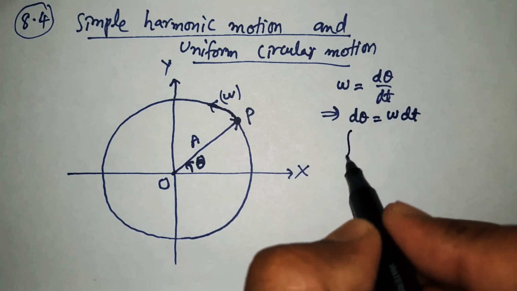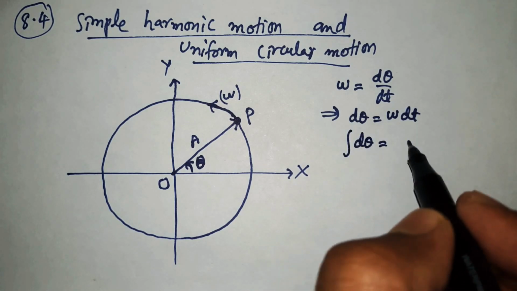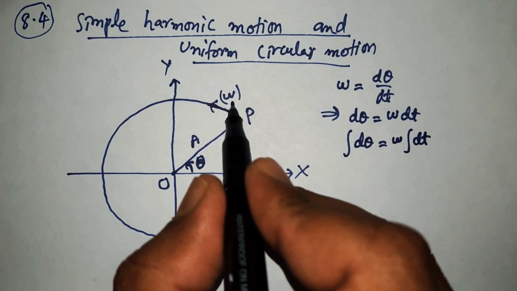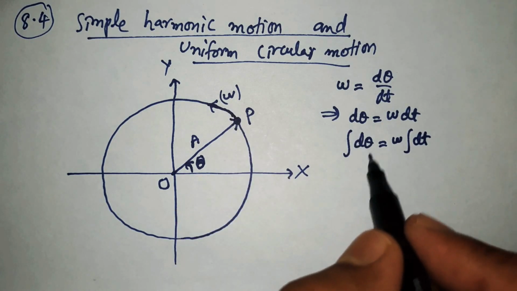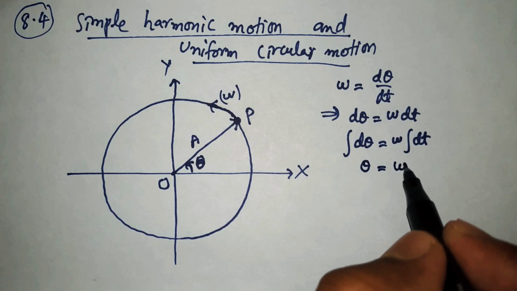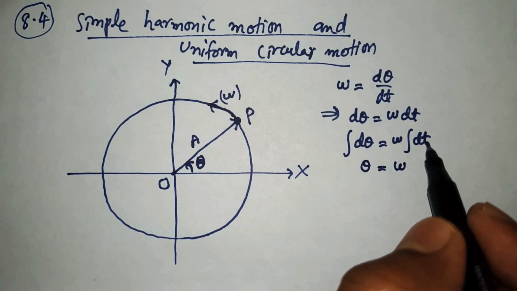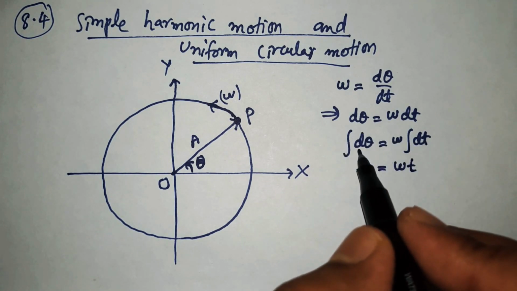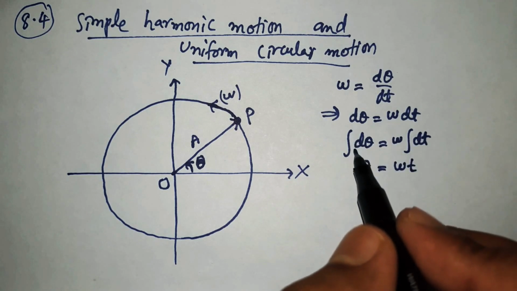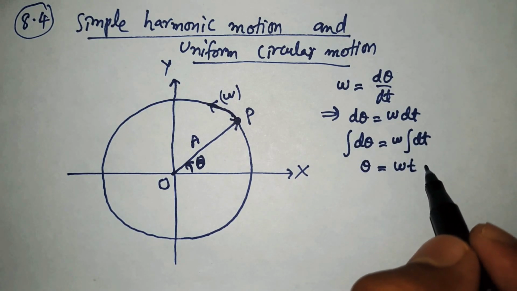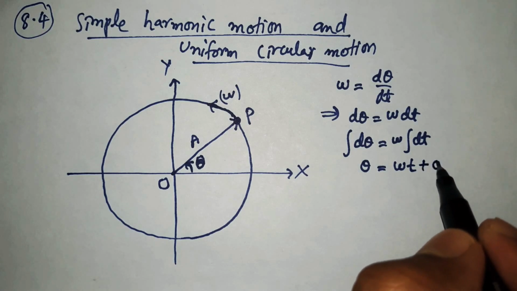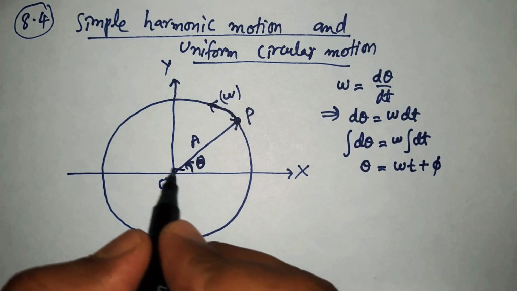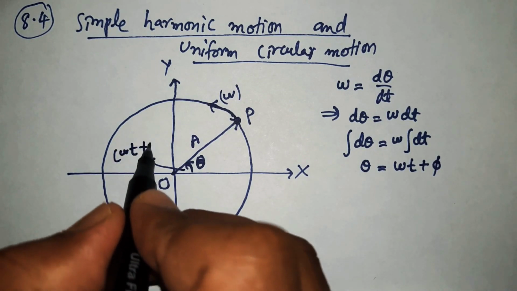Integrate on both sides. Integration of d theta is equal to omega into integration of dt. Here omega is constant angular velocity. So integration of d theta is theta, equal to omega into t. If we do integration, in the result we have to take an integration constant, so that is pi. So theta is equal to omega t plus pi.